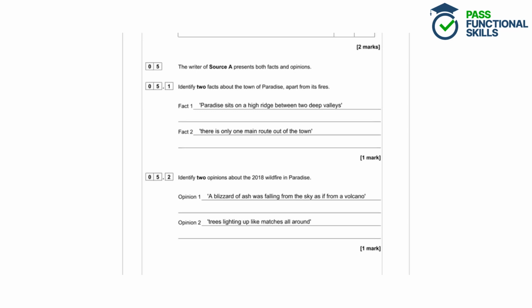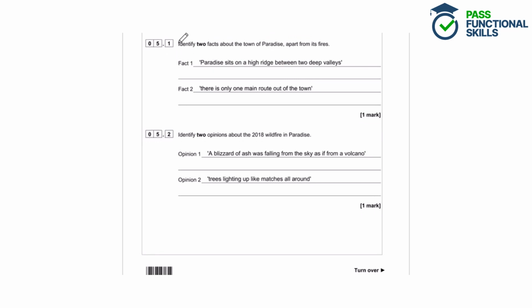Question 5. The writer of source A presents both facts and opinions. Identify 2 facts about the town of Paradise apart from its fires. Okay, so we're looking at source A specifically, and we're looking at the facts and opinions in the source for this question. And first we're asked to find 2 facts about the town of Paradise. And we're not going to include anything to do with fires because the question says apart from its fires.